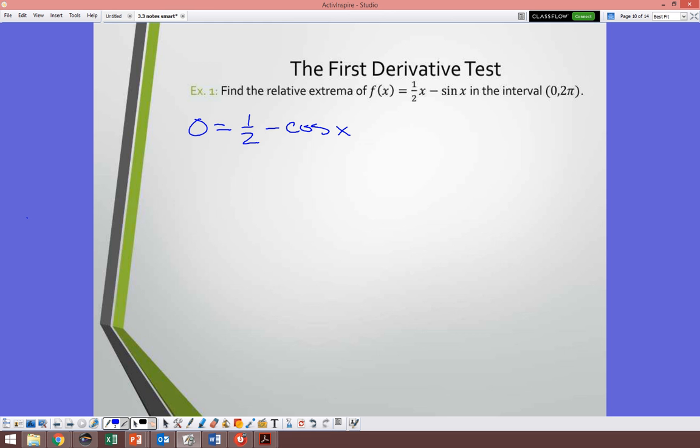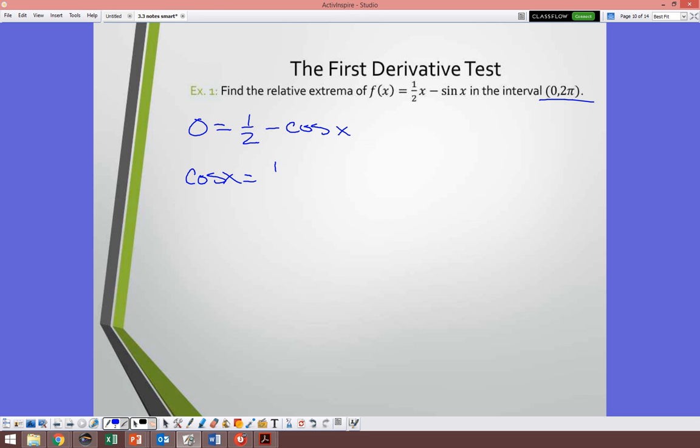Okay, so we have this, and my interval's here. It's not going to be continuous because sine is a wave, right? So it has a whole bunch of places in which there are going to be mins and maxes. But on this one right here, I'm going to actually do the math. So get this by itself, so cosine x is equal to 1/2.